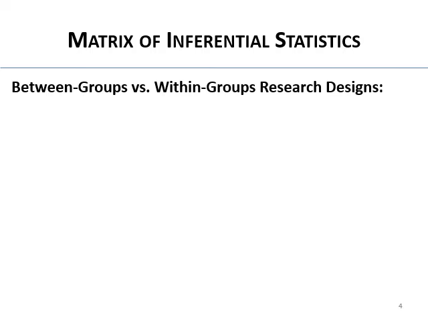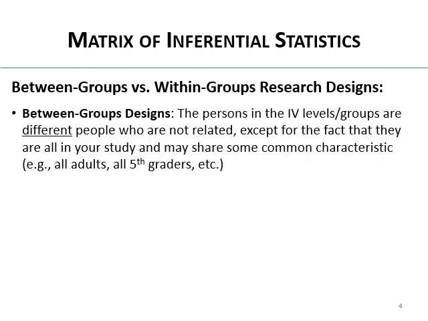So what is this whole between versus within groups research design thing? In between groups designs, the persons who are in the IV levels or groups are different people. That's kind of how you know. If it's not that, then it's not a between groups design. Like, they're all in your study, so that doesn't count as being related. They all have some common characteristic of interest. That doesn't make them related. Like they're all fifth graders or whatever, psychologists. That doesn't make them related. It's like they're literally related.